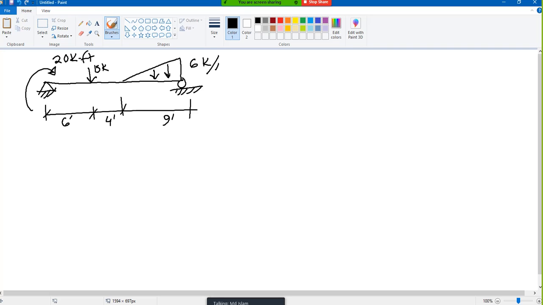Okay, so this is our beam, a simply supported beam with a concentrated moment at the support. There is a concentrated load. If you cannot read it, it is 15 kip. And then there is a triangular load, 6 kip per feet, the highest value, and it is 9 feet. So what we will do, we will draw the shear force diagram and bending moment diagram.